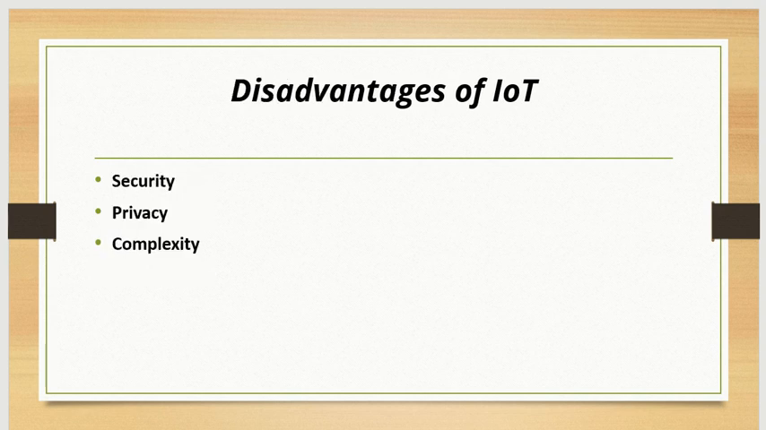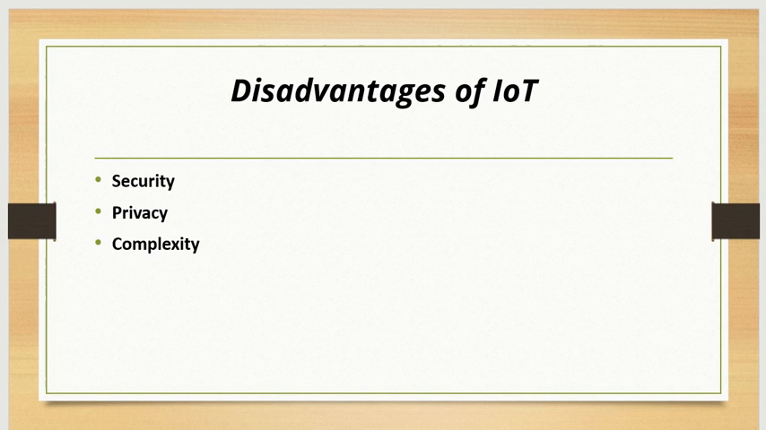Then we are going to see the disadvantages of IoT. The first one is security. IoT devices can sometimes be vulnerable to cyber attacks due to their interconnected nature. Hackers might exploit weak points in the device security to gain unauthorized access and manipulate data. The second one is privacy. IoT devices often gather a lot of personal and sensitive data about the individual, their behaviors, their environment. This can raise significant privacy concerns if not managed properly.